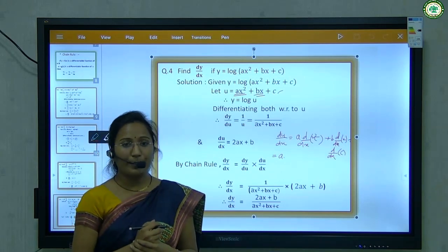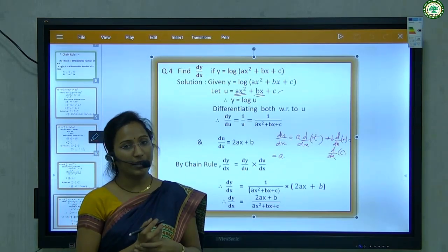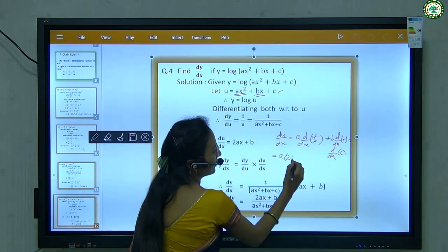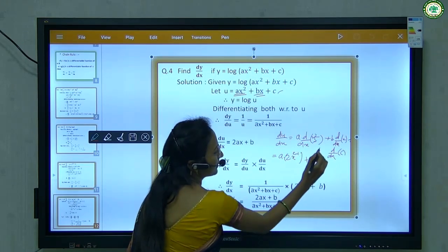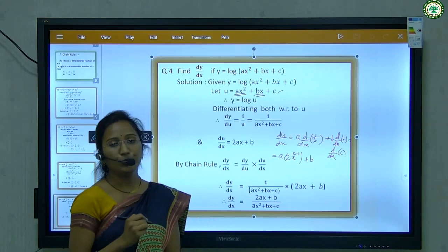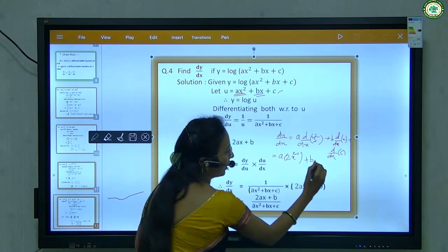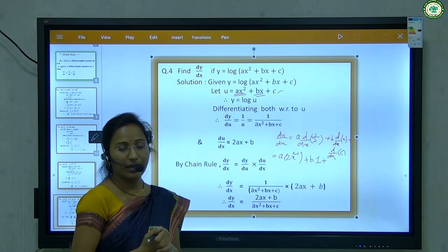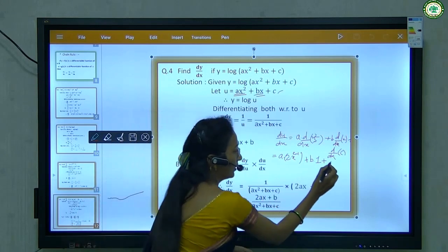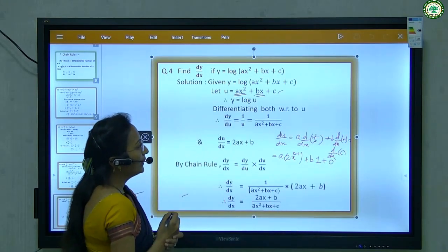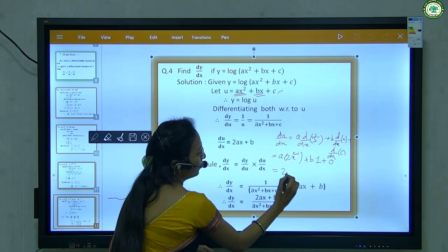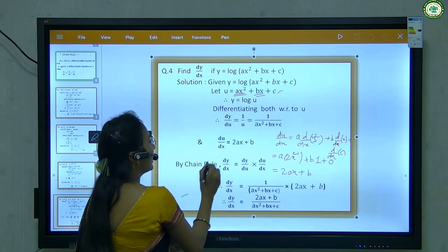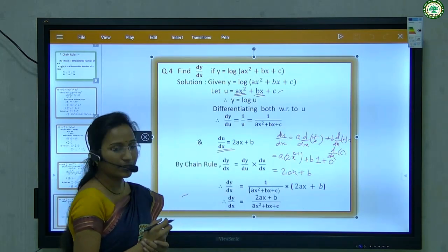Now again apply the formula of x raised to n. The derivative of x raised to n is n times x raised to n minus 1. Therefore, the derivative of x square is 2x raised to 2 minus 1, plus b is a constant, therefore b as it is into the derivative of x is 1, plus d by dx of c. Now c is a constant function and the derivative of a constant function is 0. Therefore, by calculation, the value of du by dx is 2ax plus b into 1, that is b. Therefore, the value of du by dx is 2ax plus b.